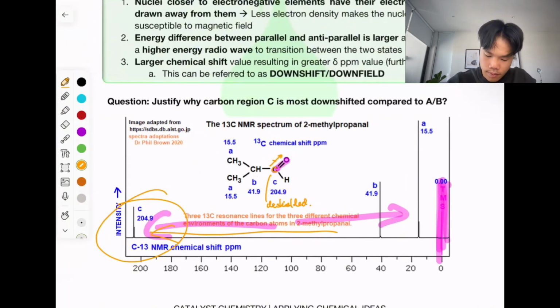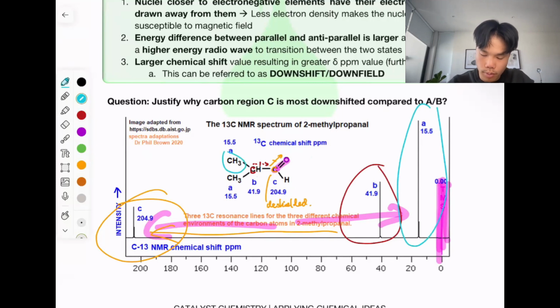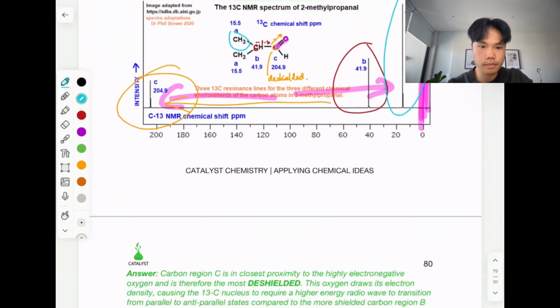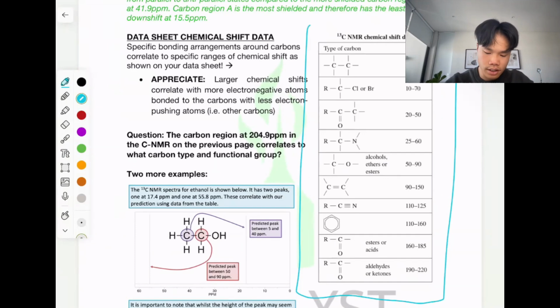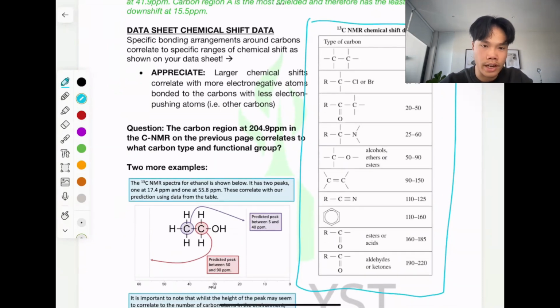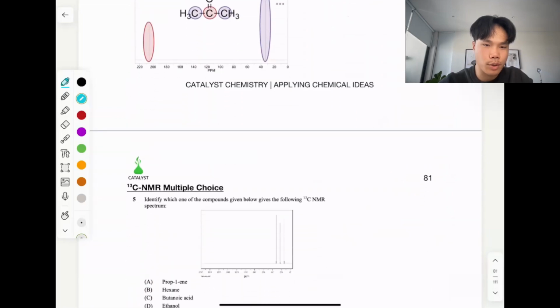Compare that to the others. B is the next most deshielded because it is still in relatively close proximity to the oxygen, but it's a little bit further away. And then lastly, A is the most shielded because it has pretty much no electronegative elements nearby. Your chemical shift data is all given in the data sheet. So you should be comparing your signals' ppm number on its x-axis against the ranges to identify what specific bonds or groups you have. And be specific.